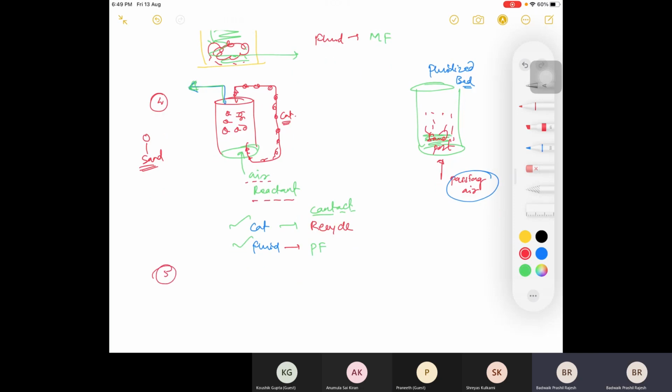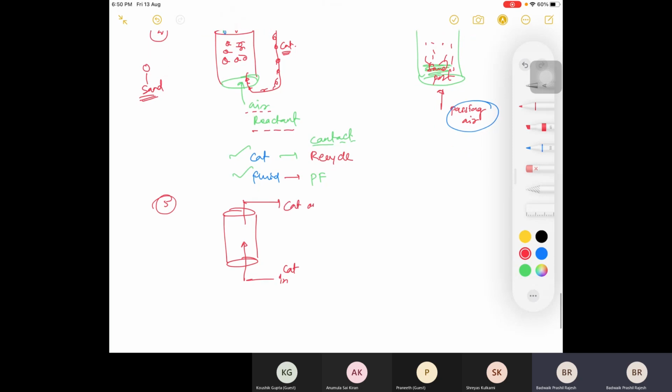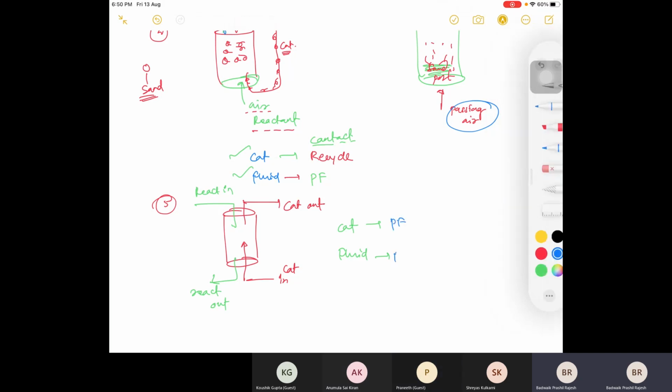Next case is the fifth one. This is my reactor. I am not recycling the catalyst. This catalyst is moving inside, this catalyst coming out. So catalyst in, and catalyst out. And this is my reactant in, and this is reactant out. Now please tell me what is my catalyst flow pattern and what is my fluid, that is reactant mixture, flow pattern? Anyone? So both are plug flow. Plug flow, right? Yes, that is correct.